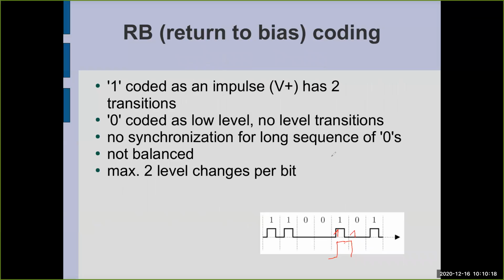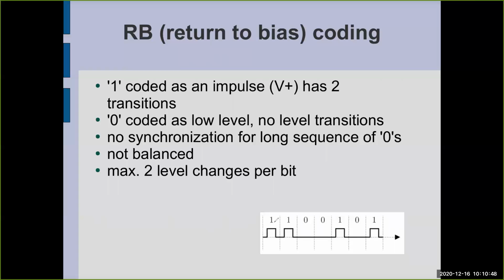Another method, which is not so popular, is called return to bias. How does it work? A 1 is denoted as an impulse. So we start from bias, there is a high level, and it returns to bias in a single bit duration.